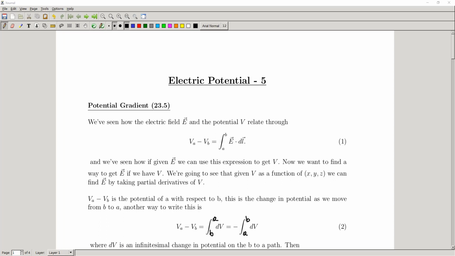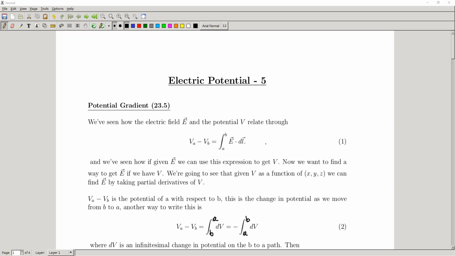Okay, so we've seen how the electric field and our potential function, our V, relate through the equation that we see here, through equation 1. We've seen how if we're given the electric field, we can use this expression to get V, right? Now we want to see if we can turn this problem on its head. We want to see if we can get E from V.